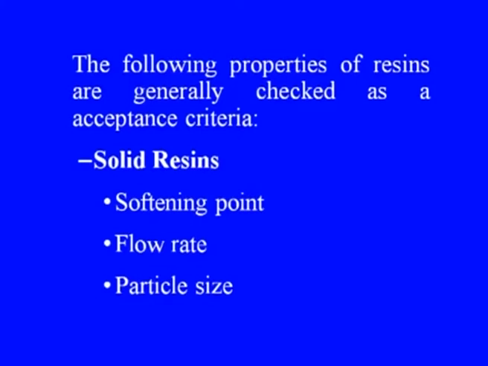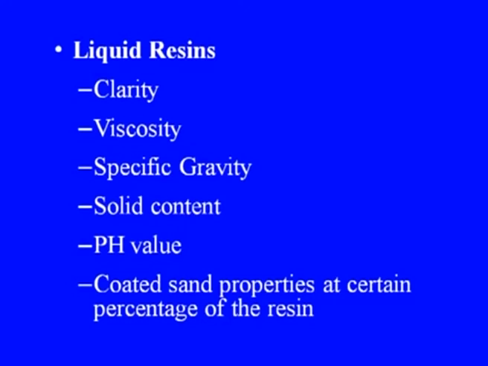The following properties of resins are generally checked as acceptance criteria. For solid resins, softening point, flow rate and particle size. For liquid resins, clarity, viscosity, specific gravity, solid content, pH value and coated sand properties at certain percentage of the resin.